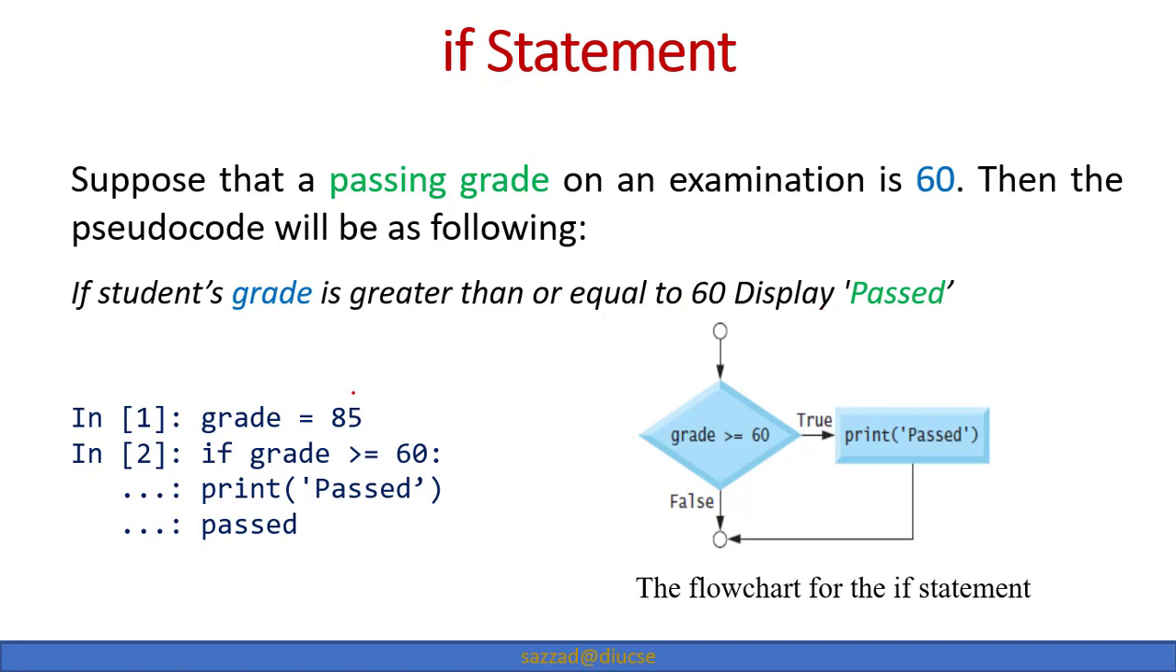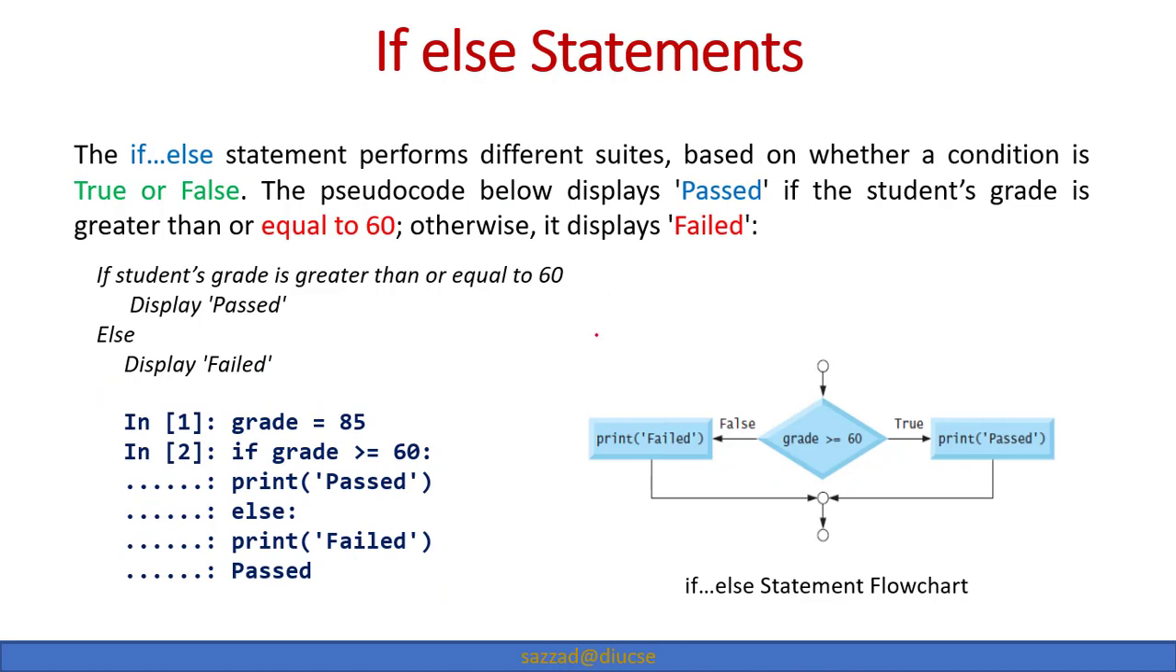As you can see, here we are writing Python code. First of all, we assign grade equal to 85, and then we check if grade is greater than or equal to 60. If it is true, then print passed, and if it is false, do nothing, because we know the if statement only executes the true statement, nothing else. If we also want to execute the false statement, then we need to move on to if else, as we all know. The if else statement performs different actions based on whether the condition is true or false. The pseudocode below displays passed if the student grade is greater than or equal to 60, otherwise it displays fail.